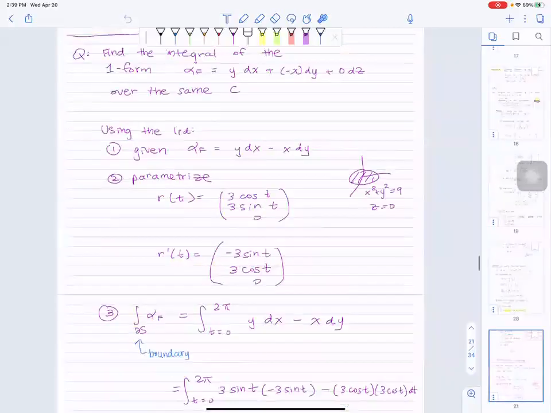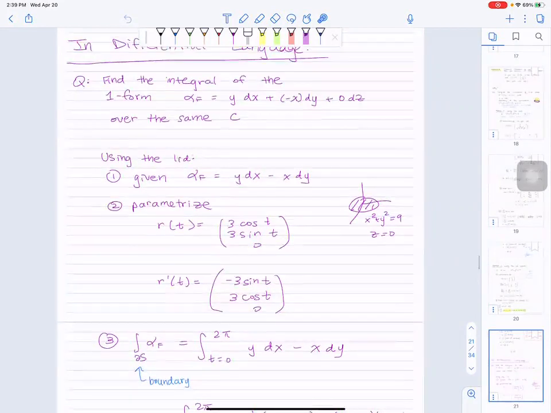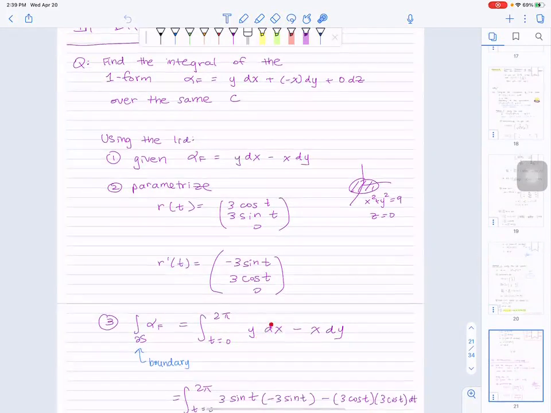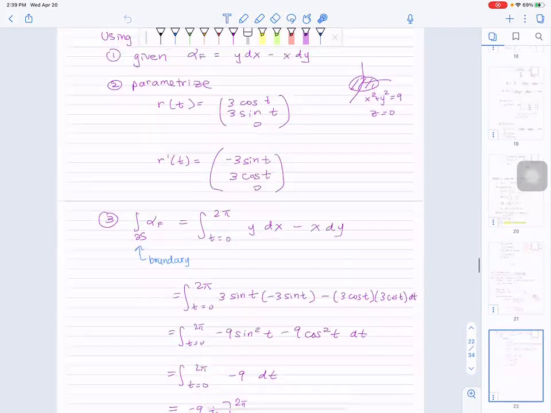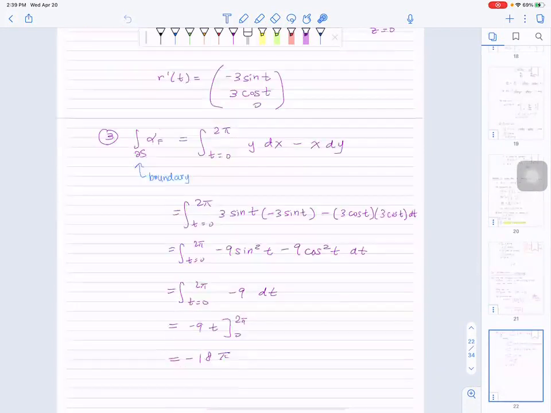Okay. For the question that we just did, you could also do it using the form language, which I have in purple here. Again, you'll need to parameterize. We write our one form, we plug the parameterization into our one form, and we also dot it with our derivative of the parameterization. So it's just the same answer using different language.